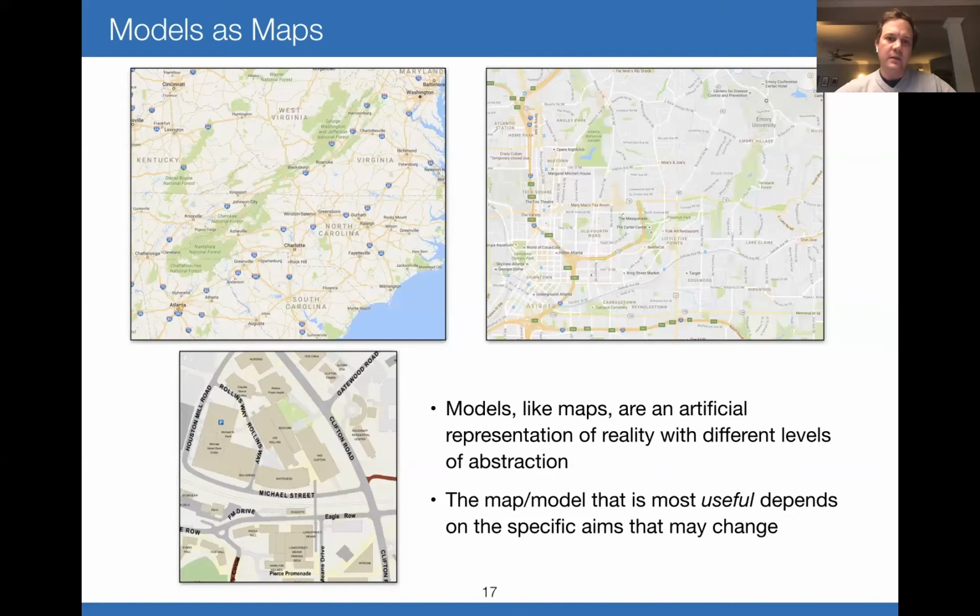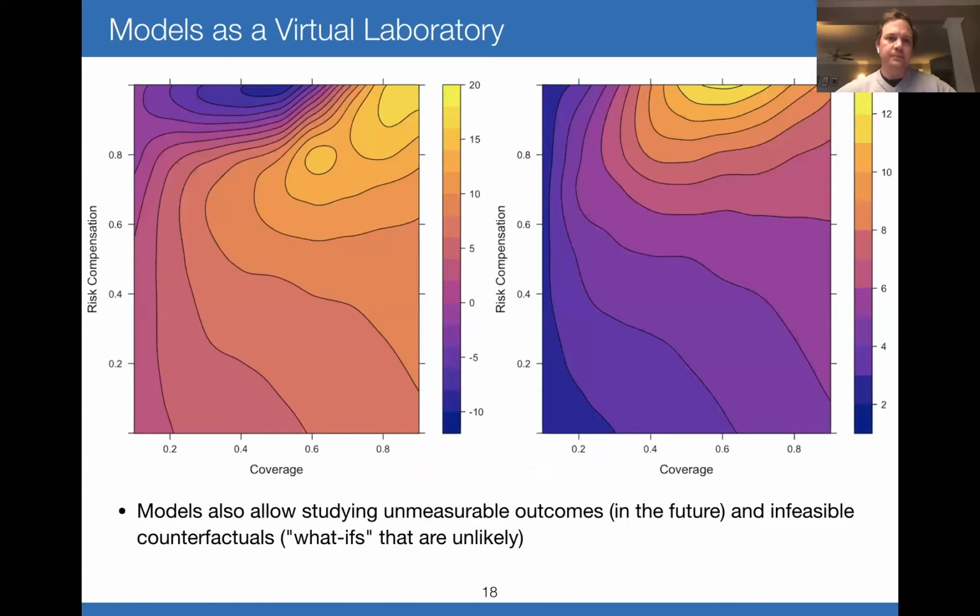And that usefulness, that utility value, depends upon our scientific question. And so the level of zooming in and out of the map might change depending on that question.